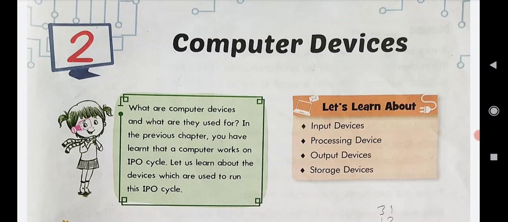So today I am going to do the revision of chapter 2. We have already studied this lesson. Today we will do the revision of chapter 2, that is computer devices. In computer devices some topics are there. We will do the revision on those topics. First one is input devices, then processing devices, then output devices, and then storage devices.